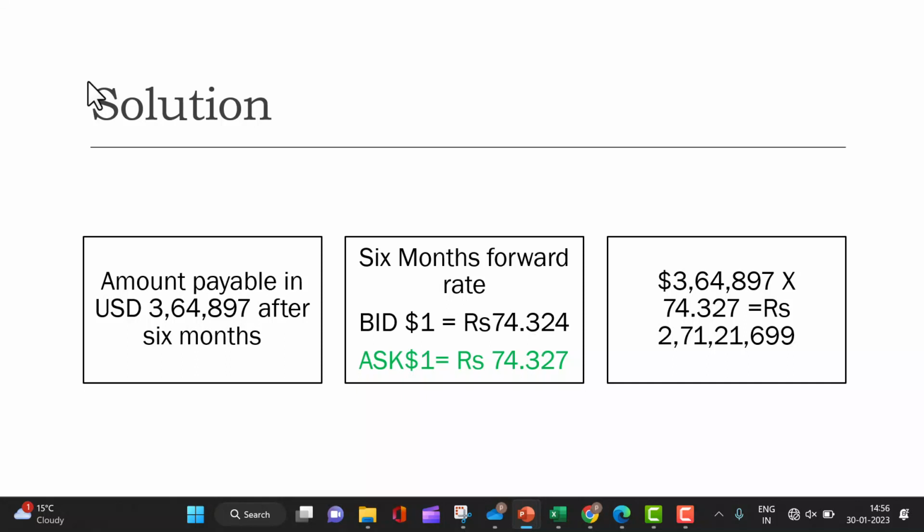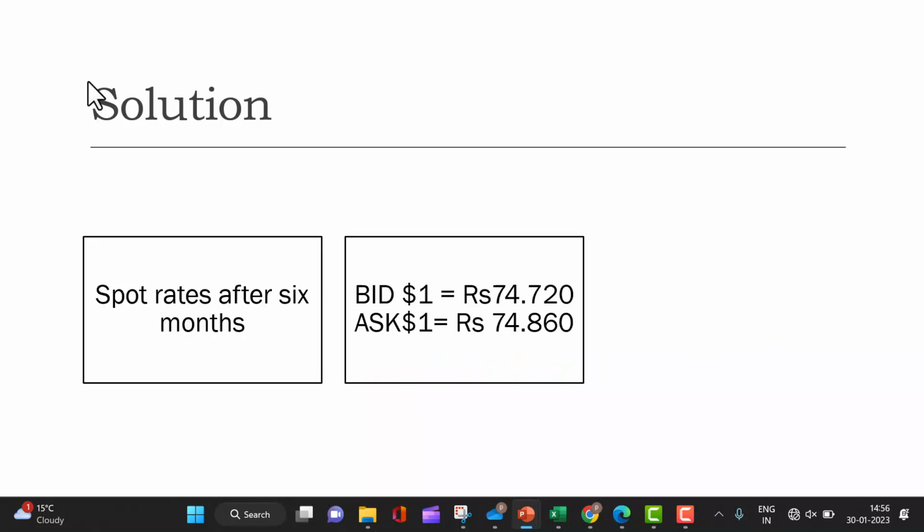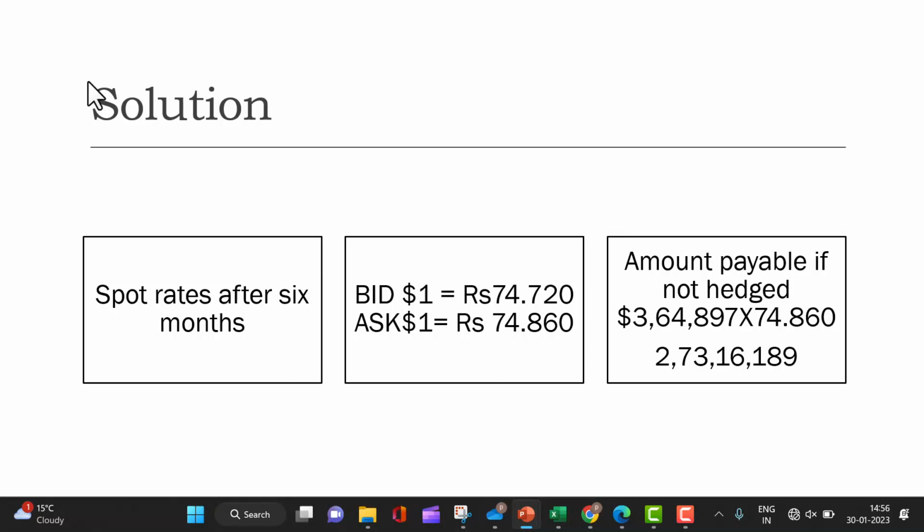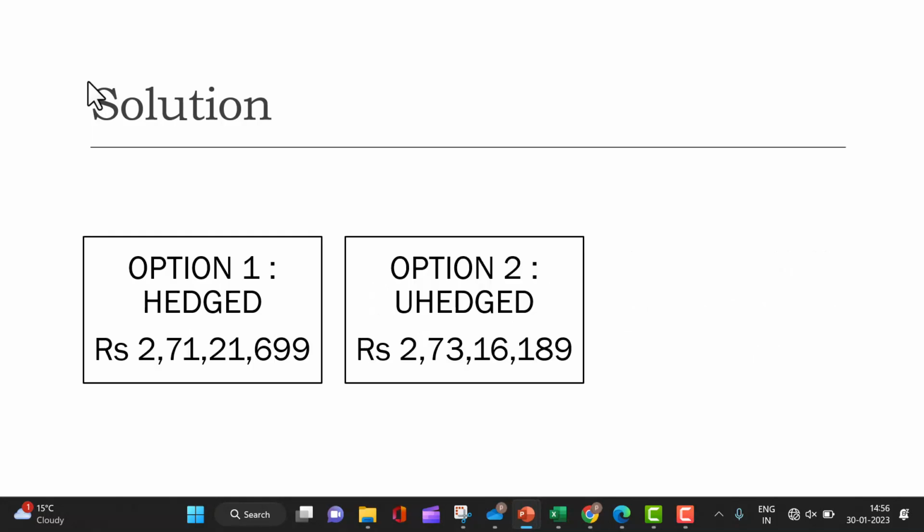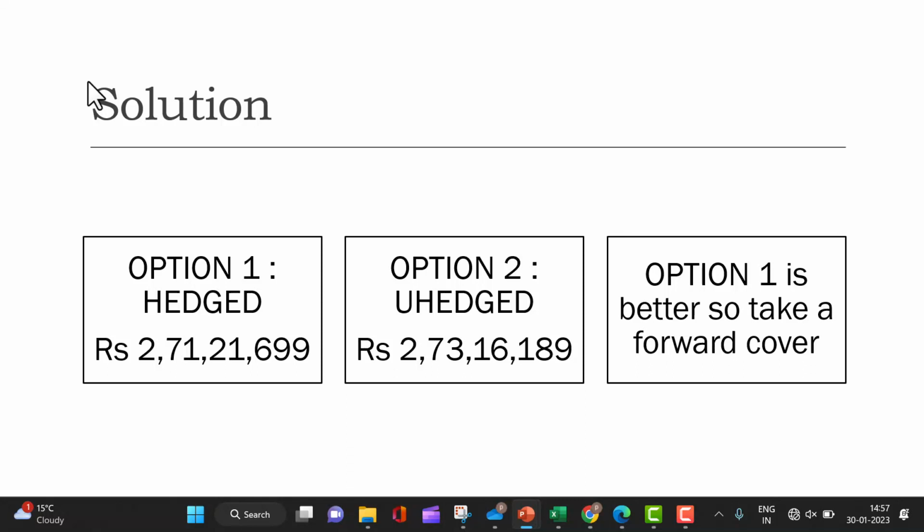If you have taken the forward cover, you will have to pay this much, and if you have not, and your forecast becomes true and the spot rate becomes this, then you are going to pay 2 crore 73 lakhs. So 74.86 would be your rate, and you have to pay 2 crore 73 lakhs 16,189. So when you compare the two, first one hedged, second unhedged, which one is better? Option one is better. So it is better to take a forward cover in this case. Is it clear to everyone?